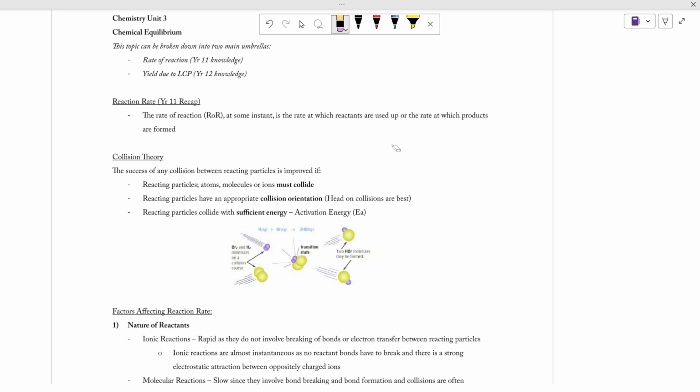Going back to collision theory as well, collision theory basically dictates what needs to happen for a successful collision, and it states three things need to happen, right? The particles, molecules or ions must collide. The reacting particles have an appropriate collision orientation. Looking at the diagram below, a head-on collision is optimal and will yield the highest chance of a successful collision or successful reaction. And the last thing is that the colliding particles must have enough activation energy for them to successfully react.